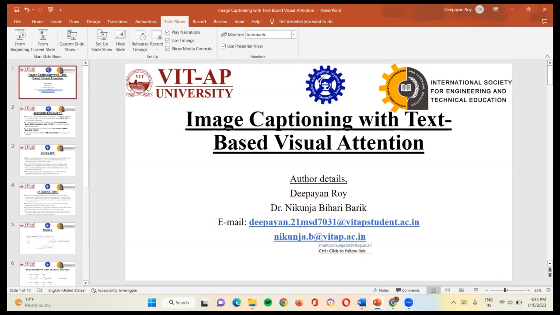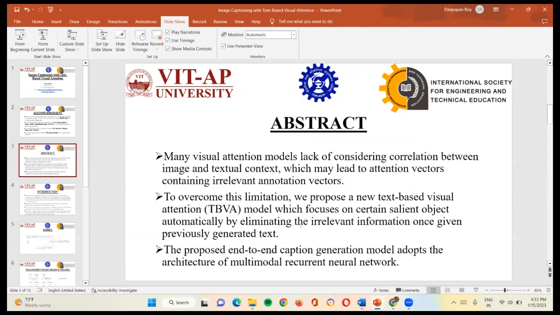I'm Dipayan. I'm doing my master's from VIT-P in data science. So today's topic is image captioning with text-based visualization. So at first we're going for the abstract.